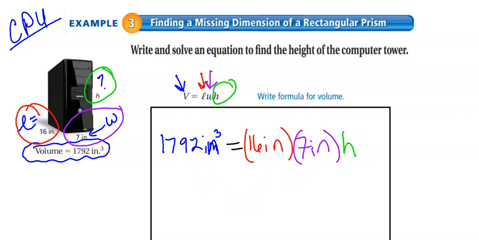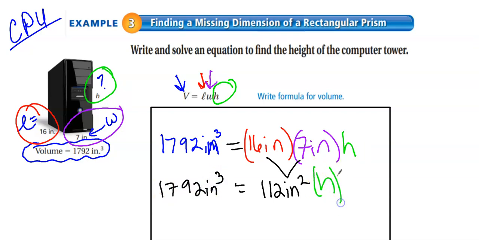So now it makes sense to use the order of operations and multiply these numbers together. When I multiply 16 by 7, I get 112 inches squared, remember, because inches times inches. This side just stays the same, 1792 inches to the 3rd power. And of course, I still have my times h. So here's what I want to do. I want to look at this equation and solve for h. H is being multiplied by 112. What's the opposite of multiplying by 112? That would be dividing by 112.